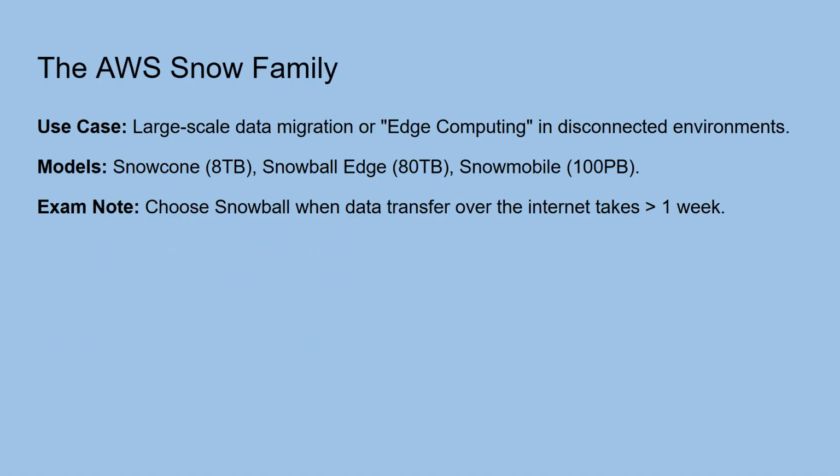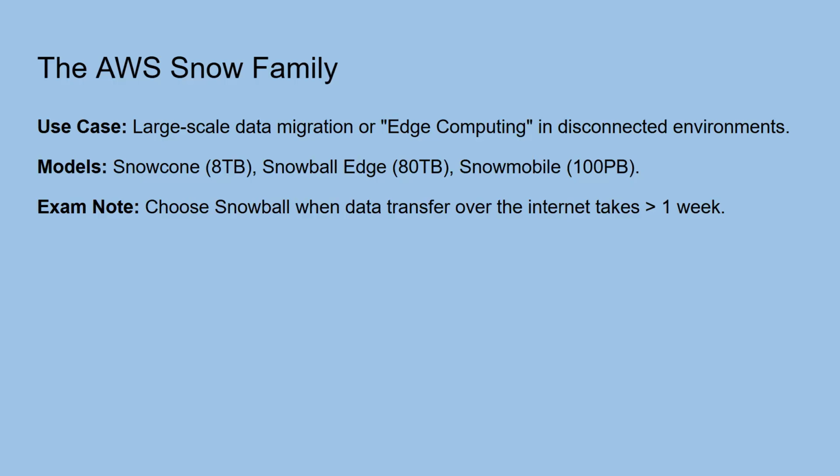Now, the AWS Snow family, you guys also should be pretty familiar with this from CCP. The use case is large-scale data migration, or edge computing in disconnected environments. The models you have are Snowcone, Snowball Edge, and Snowmobile. Again, Snowcone for 8 terabytes, Snowball Edge for 80 terabytes, and then Snowmobile for 100 petabytes. You want to choose Snowball when data transfer over the internet takes over a week.